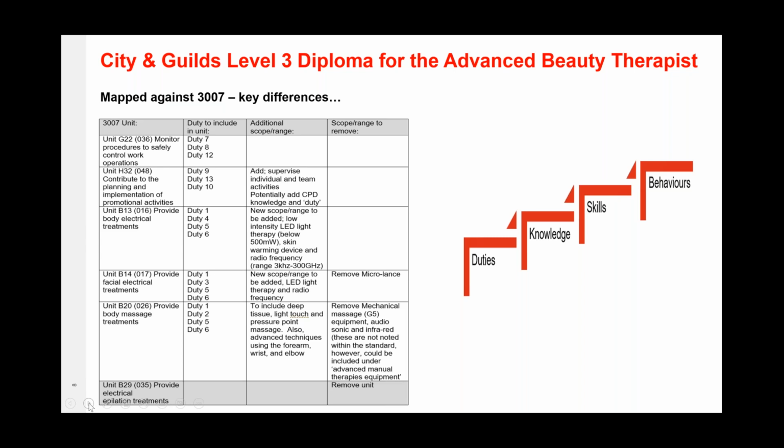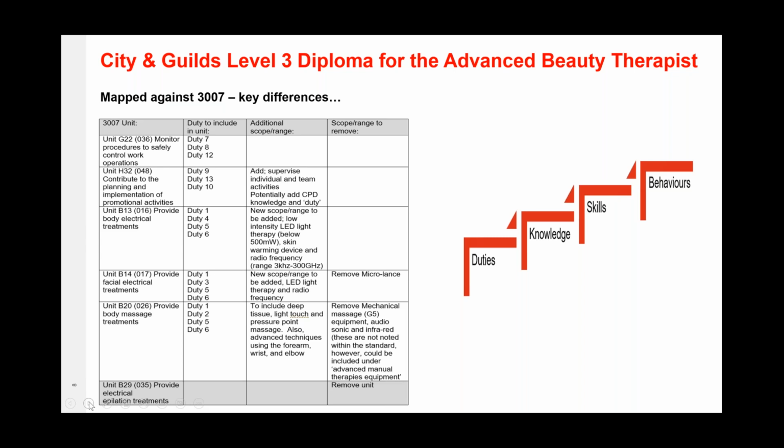So some of you who are existing customers of City and Guilds will be familiar with the 3007 NVQ. So what we did is we looked at the existing 3007 units, and then we started to map across and pick apart some of the contents, so some of the duties, some of the knowledge and the skill from the new standard. And you'll be able to see from the screen in front of you, we provided a sort of simplified chart as such to highlight the key differences.